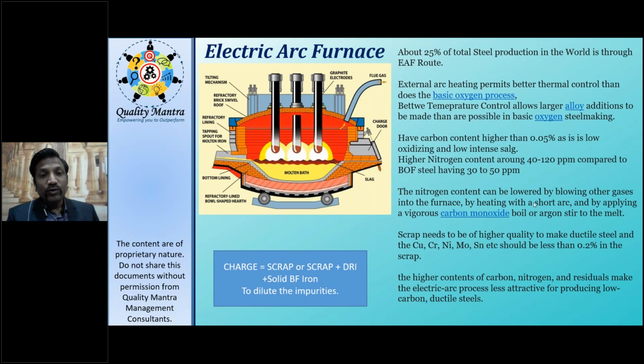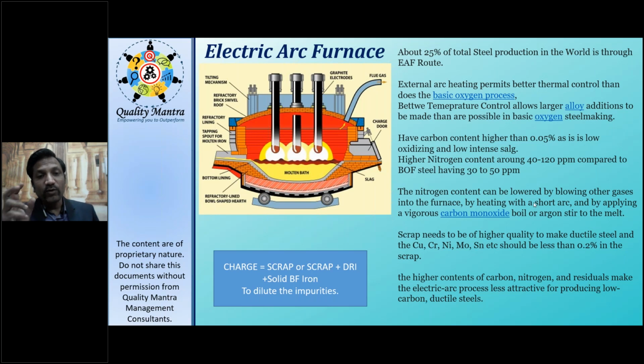Now when the nitrogen is higher in the arc furnace, how can it be reduced? It can be reduced by heating with a short arc, meaning the arcing which is done with a long arc, they do with a short arc. And they can also have agitation of the bath using carbon monoxide, or they can also have agitation using argon gas.